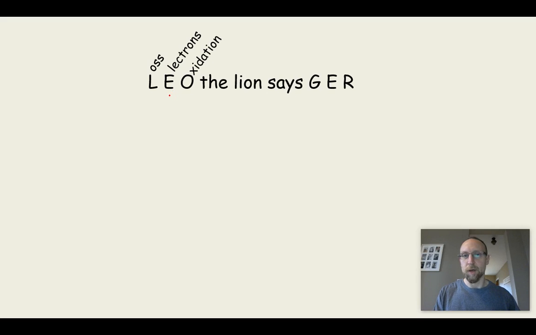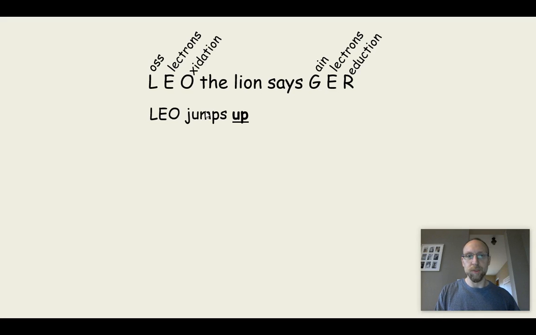And this is going to help you out here, Leo. And then grr, where does the grr come in? A gain of electrons is reduction, right? So Leo says grr is going to help you out a lot throughout this unit. So keep saying that. I'll keep writing it, and that's going to help you remember that losing is oxidation, gaining is reduction. Okay? And another thing that might help you out is Leo jumps up. So what does Leo jumps up mean? So Leo is very active here. So when you lose electrons, this is just reminding you that your oxidation state goes up.